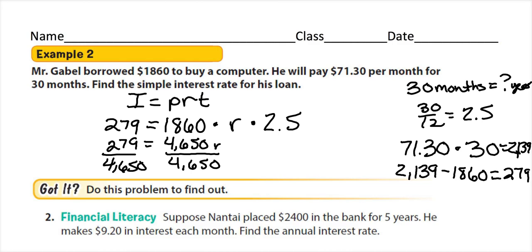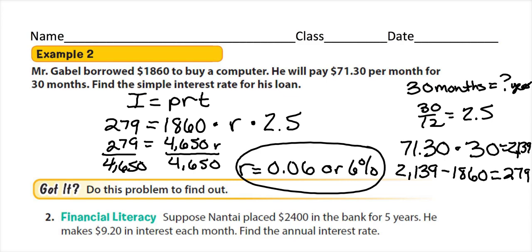Okay. Our rate, so our R equals, when we divide that out, we're going to come out to 0.06. Now remember, interest is given to us as a decimal, but we usually write it as a percent. So what would 0.06 mean? That would mean 6%. And there we go. So the interest rate is 6%.